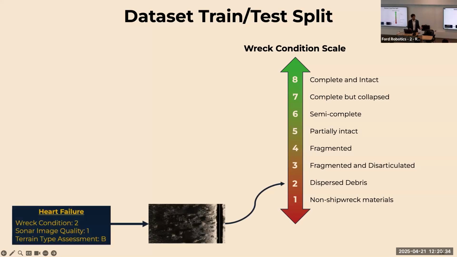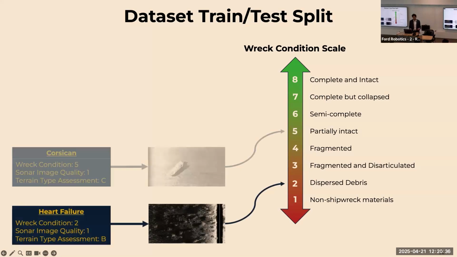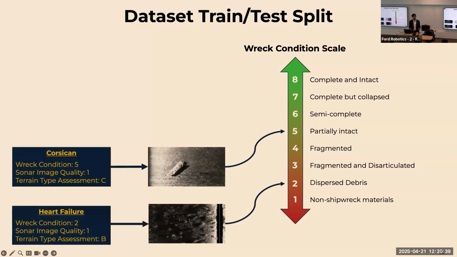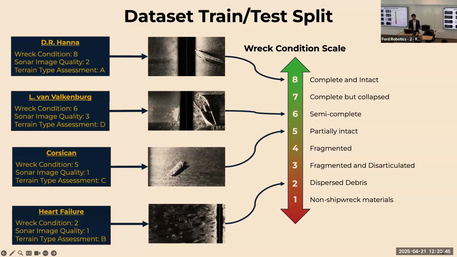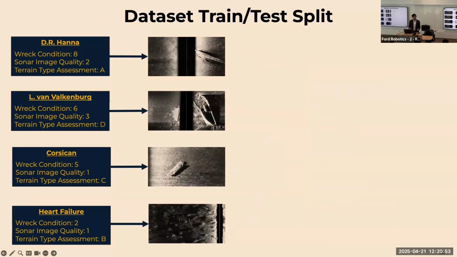Some wrecks might be very degraded and fall at the bottom tier. Some of them might be a bit more preserved. Some of them are a bit more complete. And then some of them might be completely fully intact because they're at deeper depths and might not have been as degraded. So we consider this as a potential parameter for splitting up the dataset.